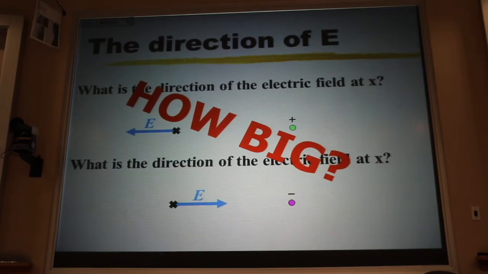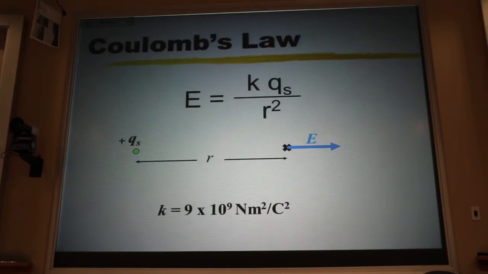Okay. The size of this field is given by Coulomb's law. I'll write that on the board.